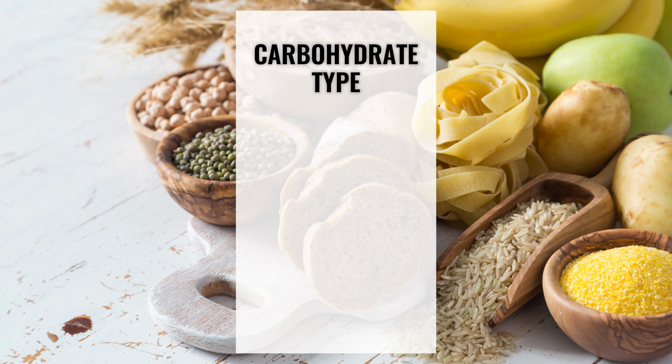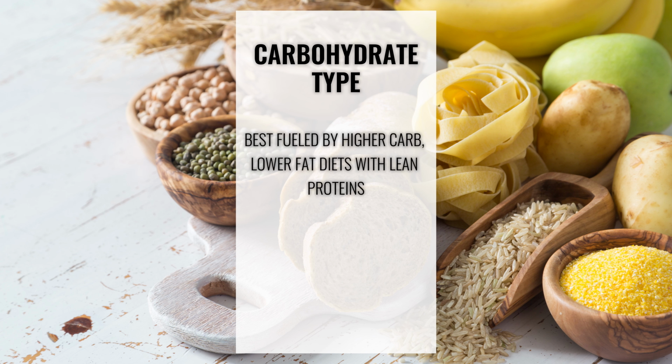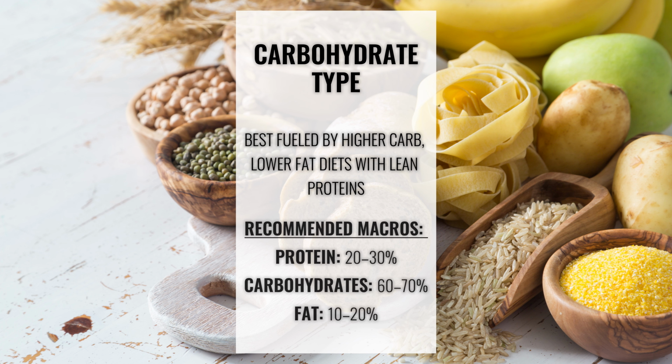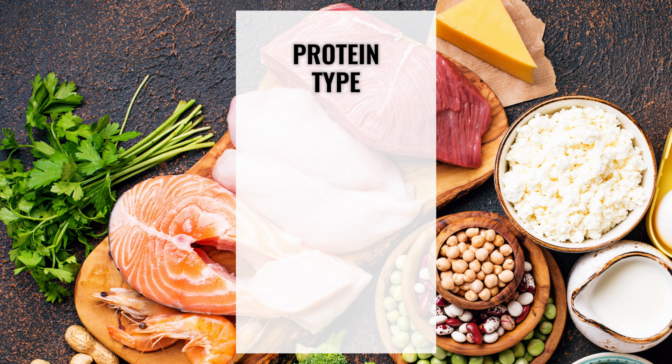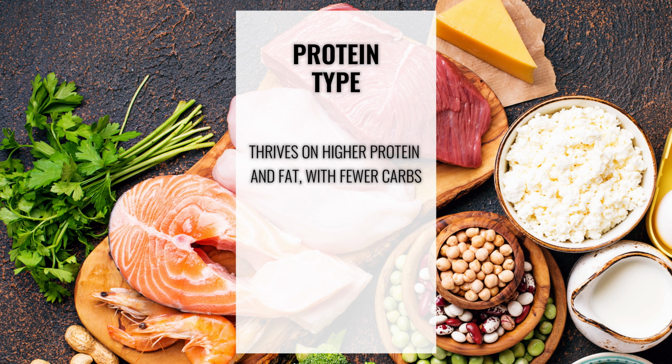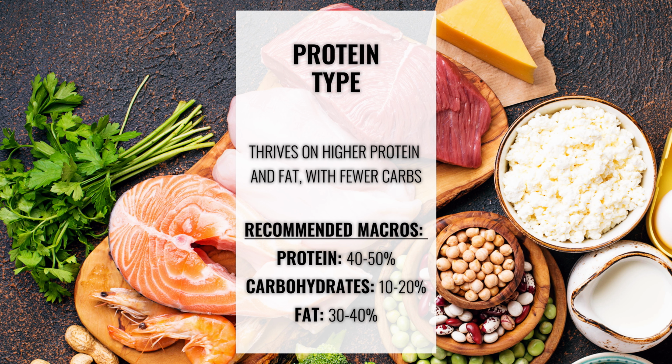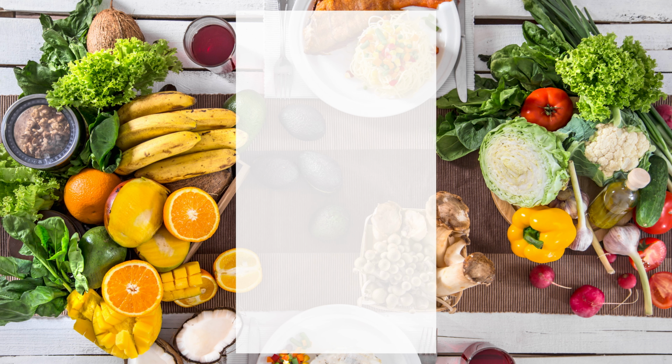So the three main metabolic types are carbohydrate type, which is best fueled by higher carb, lower fat diets with lean proteins. The recommended macros typically are protein at 20 to 30%, carbohydrates at 60 to 70%, and fat at 10 to 20%. Then you have the protein type. These thrive on higher protein and fat with fewer carbs. The recommended macros typically is protein at 40 to 50%, carbohydrates at 10 to 20%, and fat at 30 to 40%. And lastly, you have the mixed type.